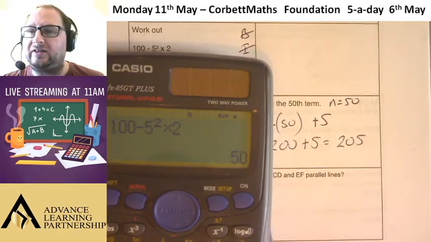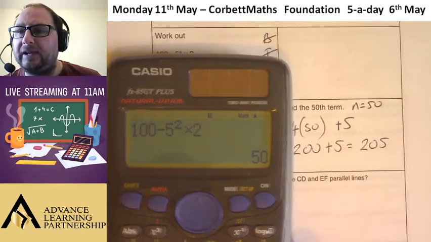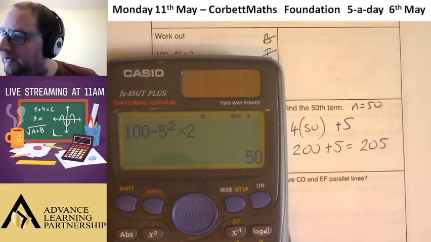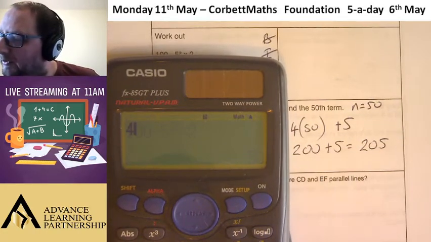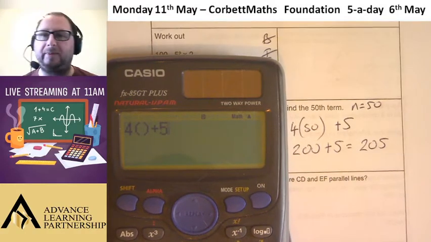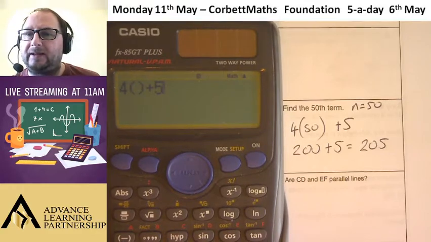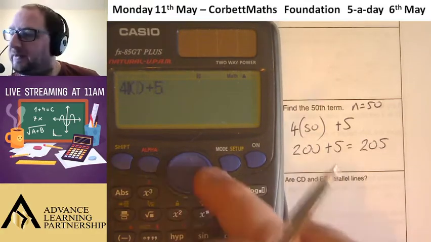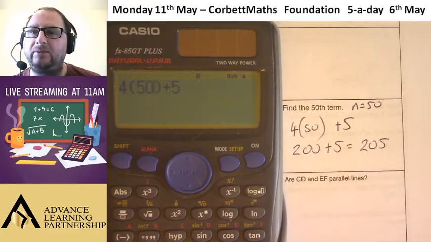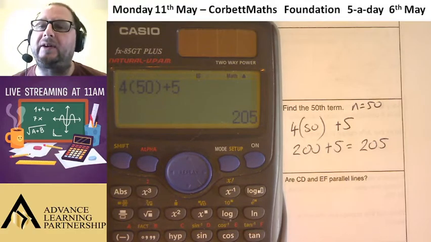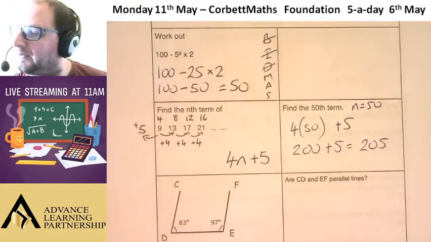Again, a nice little check on the calculator here. We can actually type in that sequence there. So 4n plus 5. That's how I type it in on the calculator there. So 4n plus 5, and we put in there the 50th term. So that's the n value, and again it's generating that 205. So a lovely little check on the calculator there as well.